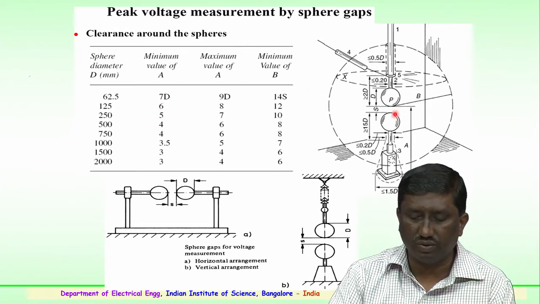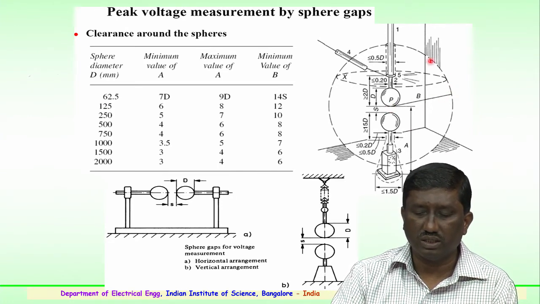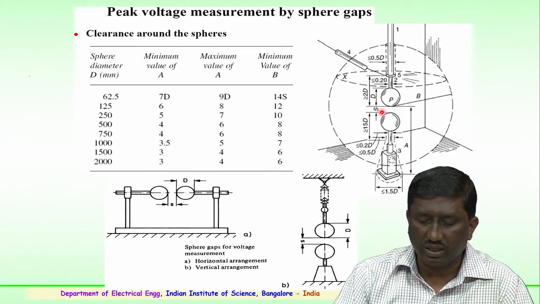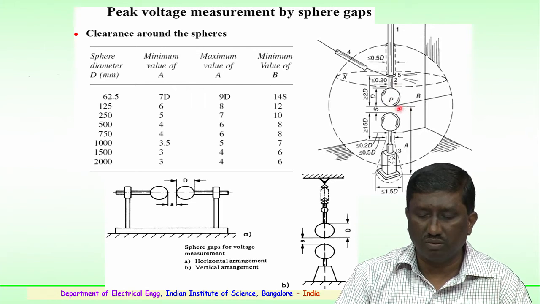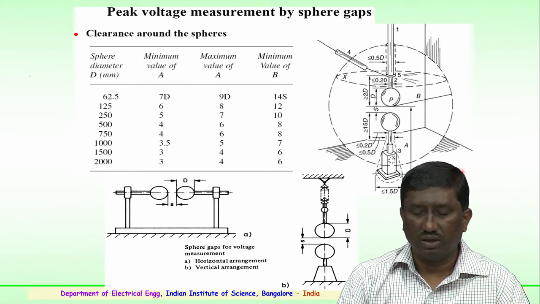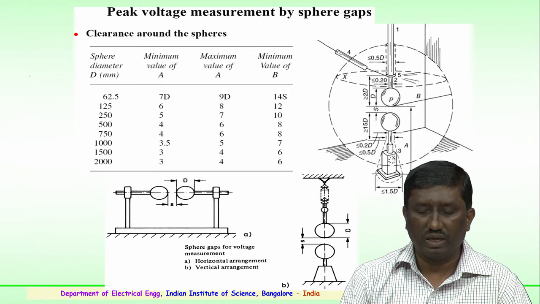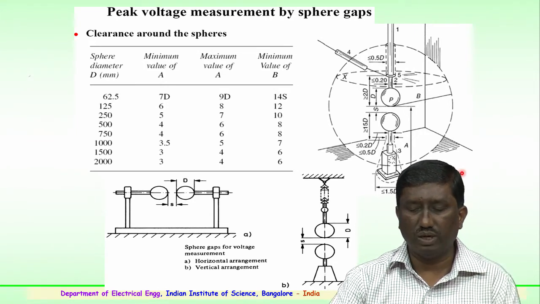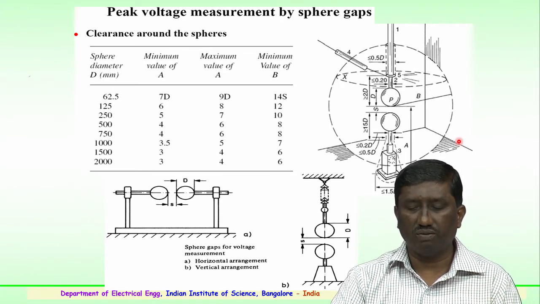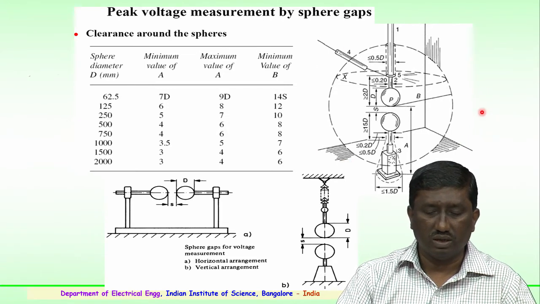B is a clearance which we discussed, the minimum clearance to the nearest object. This distance is again 14 into S. 14 S is the gap distance. Suppose the sphere gap assembly is used for say 2 centimeter gap measurement, if the fixed distance is 2 centimeters, then 2 into 14 will be the minimum clearance as per the standards to be maintained, so that no metallic objects or any other interfering object for the measurement should be near the vicinity of that distance.